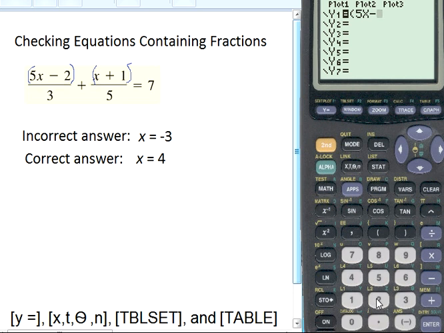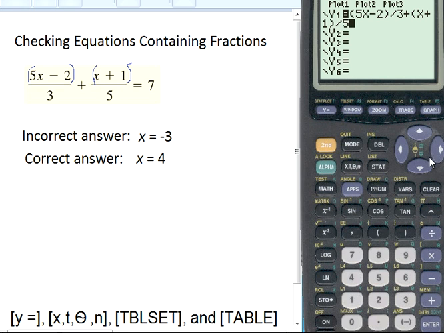And minus 2, close parentheses, divided by 3, plus. So we're working from top down and from left to right. And now we're going to go like this. Plus, open parentheses, x plus 1, close parentheses, divided by 5.